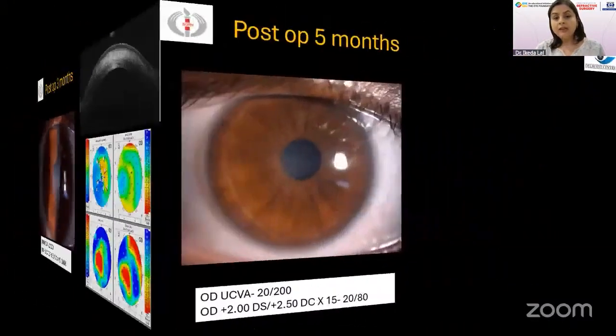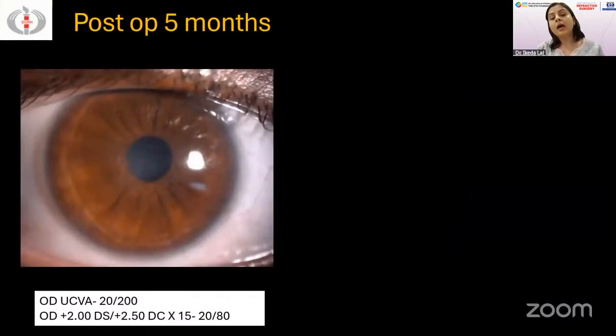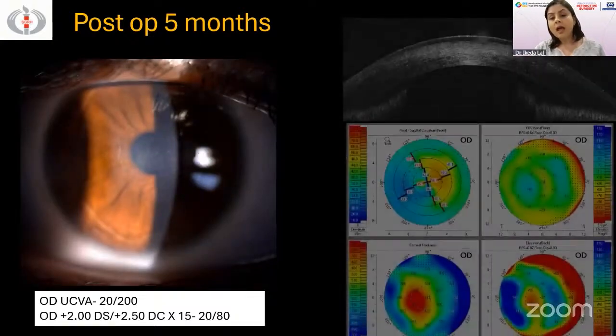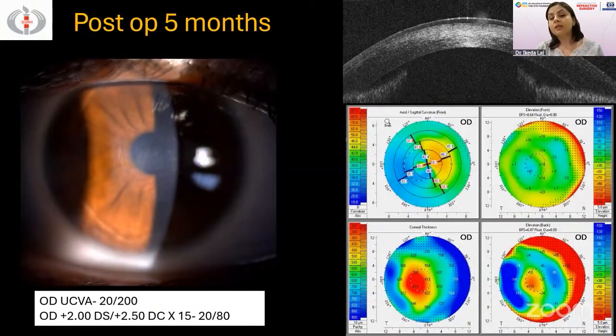And finally, at 5 months, we can see the scarring has significantly come down. The irregular astigmatism has also gone down. With correction because of the hyperopic shift and flattening, she has achieved a best corrected visual acuity which was there to begin with. And the Pentacam also looks better. We can see that the flattening is gradually coming down. The hyperreflectivity is also a little lesser.